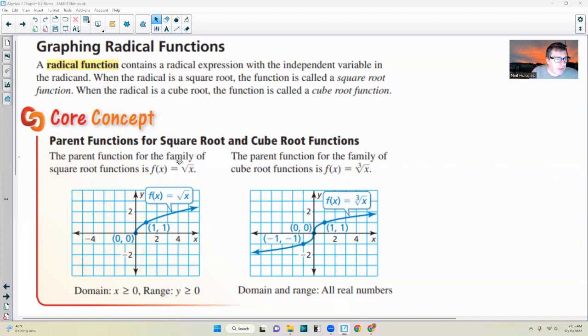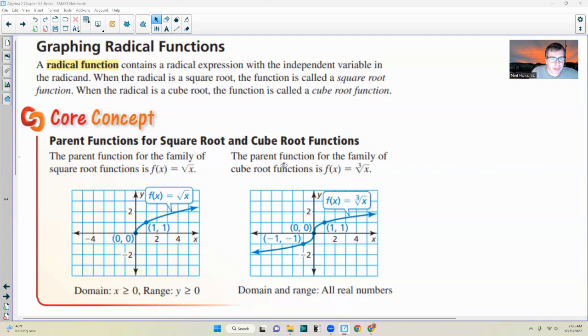So the parent function of the family of square root functions is f of x equals the square root of x. We're only going to graph the positive side. The domain of x is all values greater than or equal to 0, and the range is also greater than or equal to 0. So the x's and y's are both positive or 0, so we're in the first quadrant.